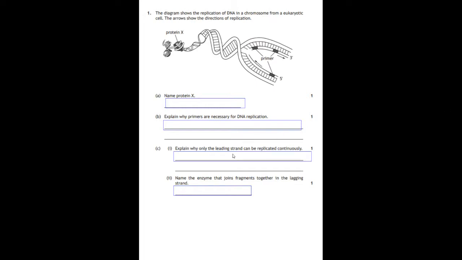For C part 1, explain why only the leading strand can be replicated continuously. DNA polymerase, underlining the word polymerase, you need to say that, needs nucleotides. So it adds nucleotides to the 3' end of the primer or new strand, or DNA polymerase replicates in a 5 to 3' direction. It can only add to the 3' end, which is obscured in the lagging strand. So something along those lines. The enzyme joining the fragments together is ligase.